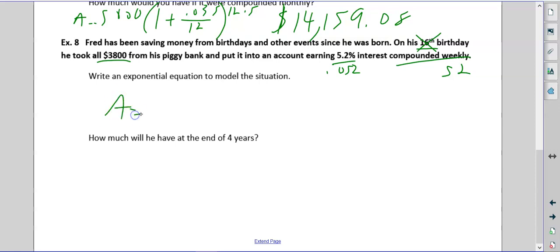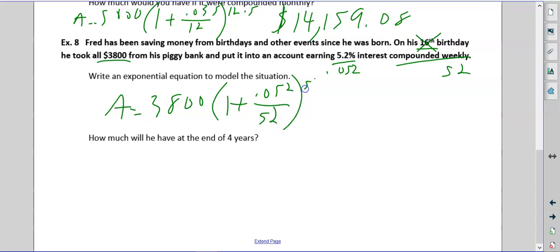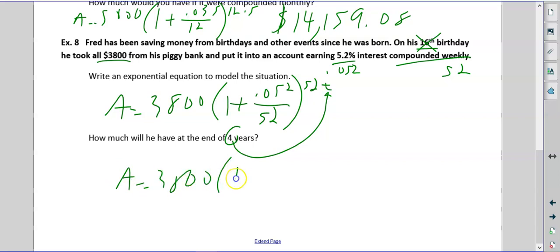So, future value is based on the 3,800 initial, 1 plus 0.052 divided by 52, raised to the 52 times t. Now we're going to plug a 4 in there. So future value is $3,800 times 1 plus 0.052 divided by 52, and then 52 times 4.